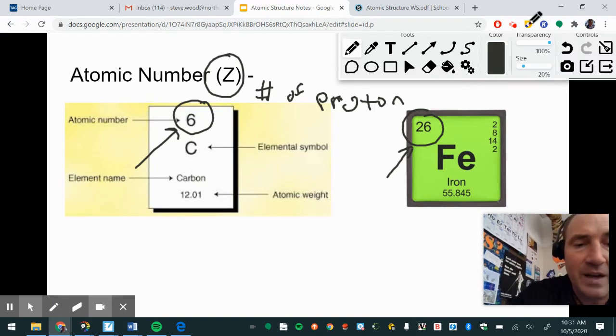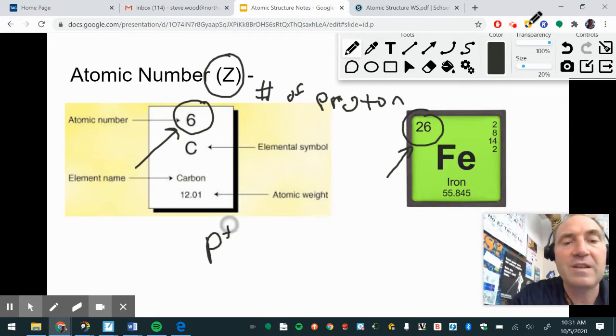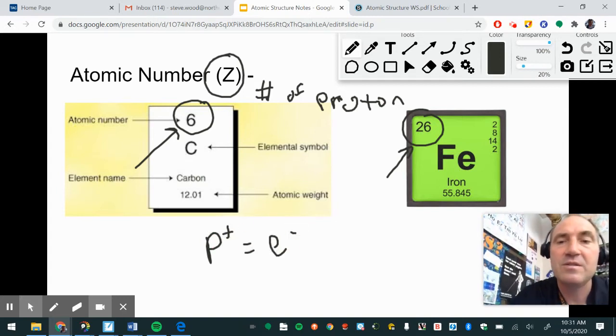Now, in a neutral atom, and most things that we'll deal with are neutral, the protons equal the electrons. So, for example, in a neutral atom of carbon, you have 6 protons and 6 electrons because they cancel each other out.